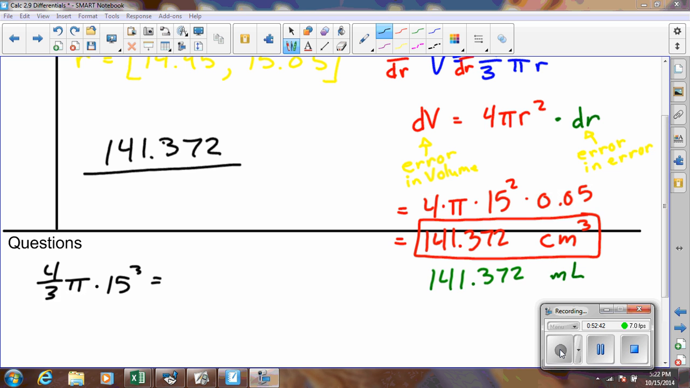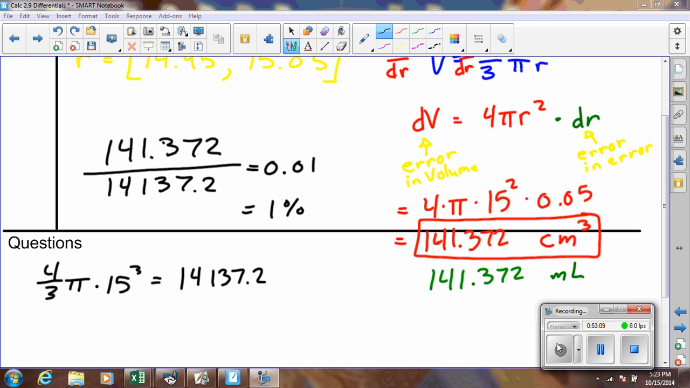If we just crunch those numbers, we will obtain a volume of 14,137.2. So if we're taking our volume then, 14,137.2, and dividing that out, we would get 0.01, which is just 1%.